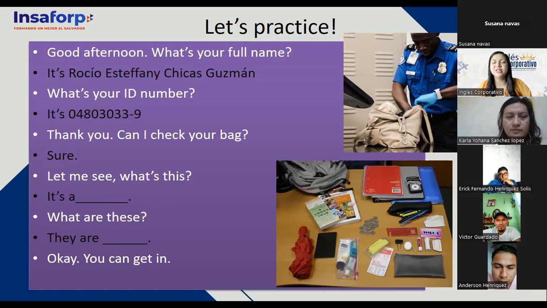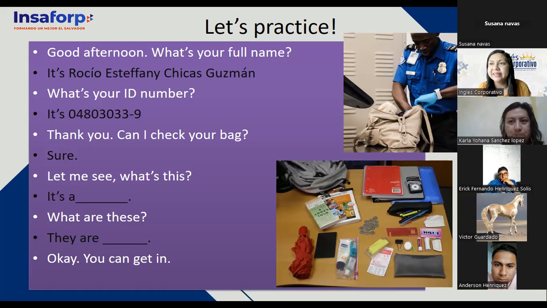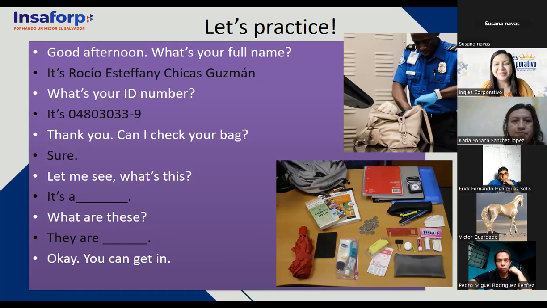So one of you, uno de ustedes, va a ser the security guard. And the other person will be the owner of the bag. Va a ser el dueño de la mochila. Pues, this could be in the airport, en el aeropuerto, or at work, or in other places. Entonces, los voy a poner en parejitas o en tríos y van a ser así.